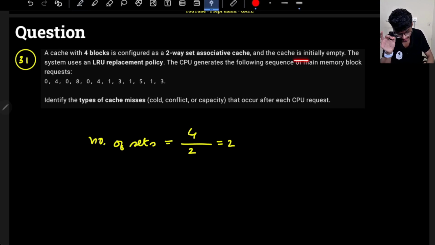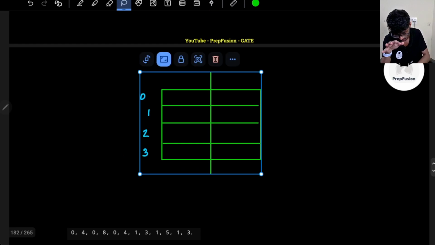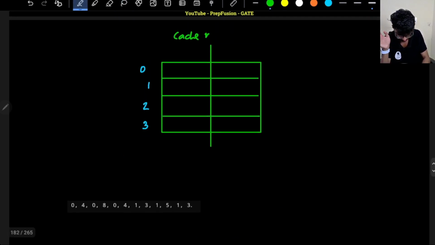Initially the cache is empty. The system uses an LRU replacement policy. The CPU generates the following sequence of main memory block requests. Identify the type of cache miss that occurs for each CPU request. So this is my cache memory, and these are the calls.